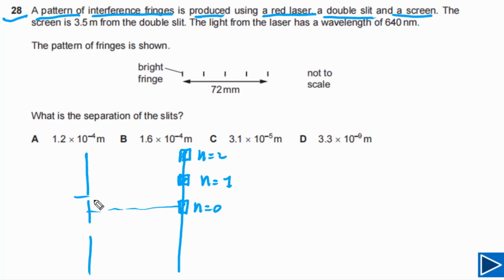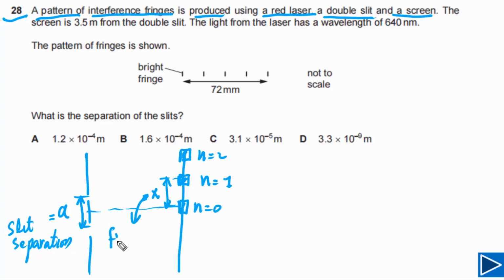Now we need to understand the distance between the center to center of these 2 slits is called slit separation, and we use the letter a for that. Slit separation. So let me write on here, this is slit separation. And the distance between 2 bright fringes, this distance, this is x, and this is called fringe spacing. So let me write on here, this is called fringe spacing.